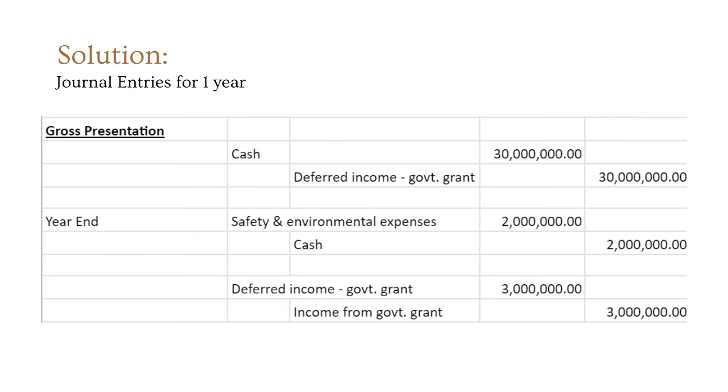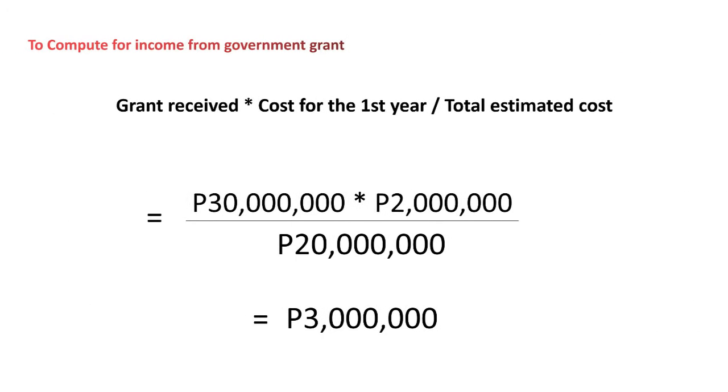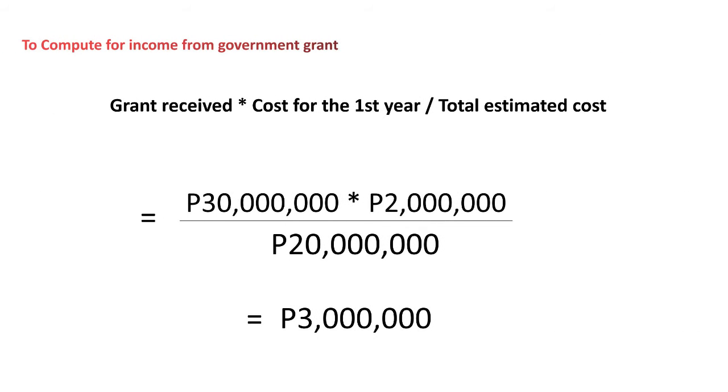The income from government grant, 3 million pesos here, is computed by multiplying the grant we received, which is 30 million pesos, by the total cost incurred for the first year, which is 2 million pesos, divided by the total estimated cost, which is 20 million pesos. We are now done with the first problem, having this as its journal entries for the first year.